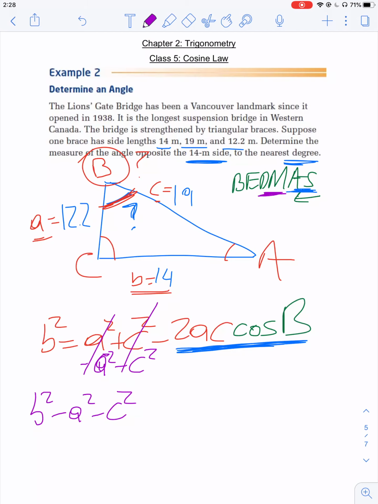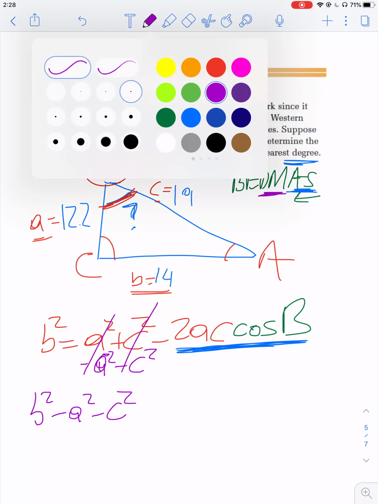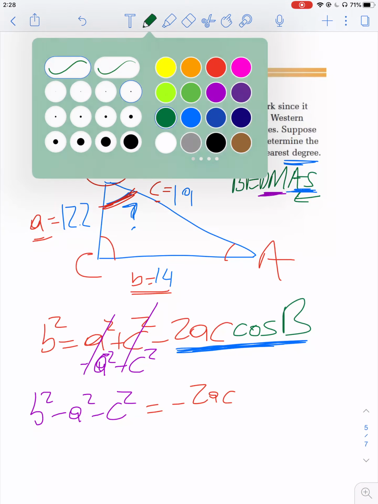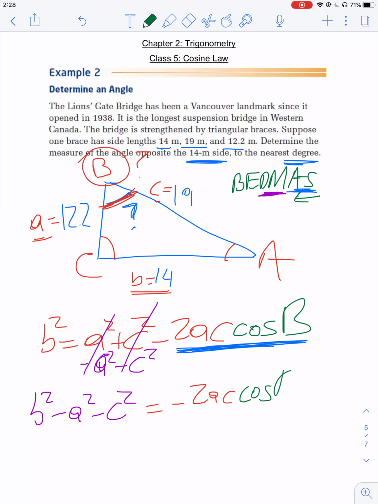So they cancel out, and that leaves me with minus 2ac and then cos of b, right? So I got rid of addition first. There was no subtraction, right? Now I need to get rid of multiplication, okay?